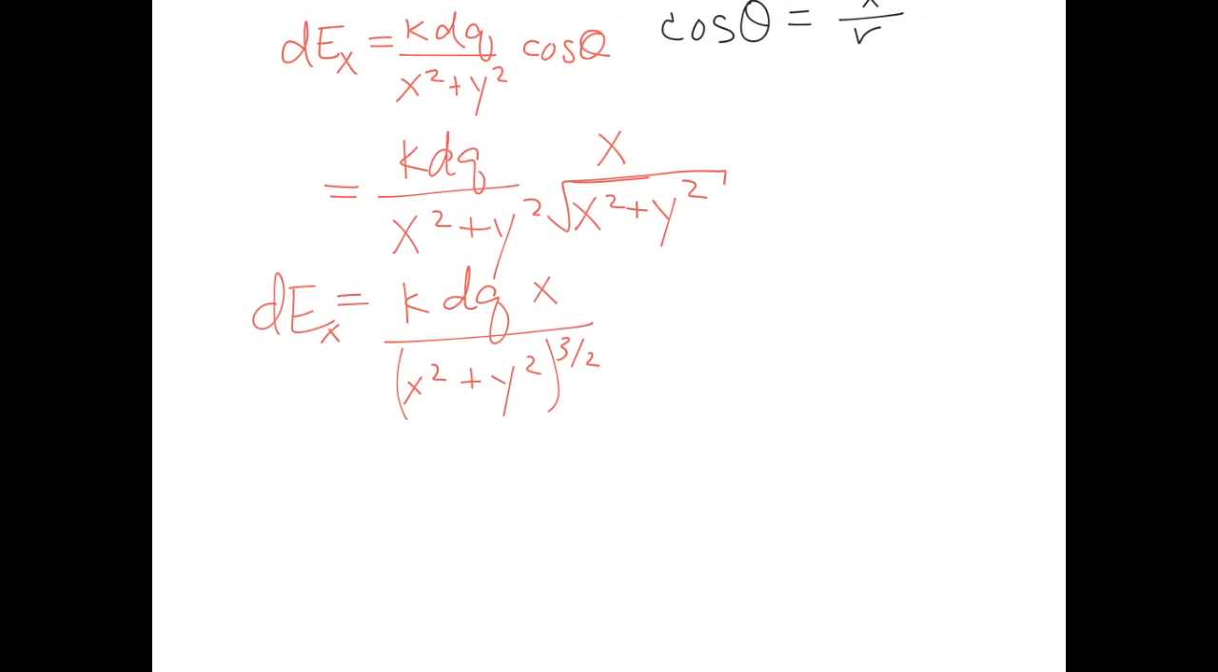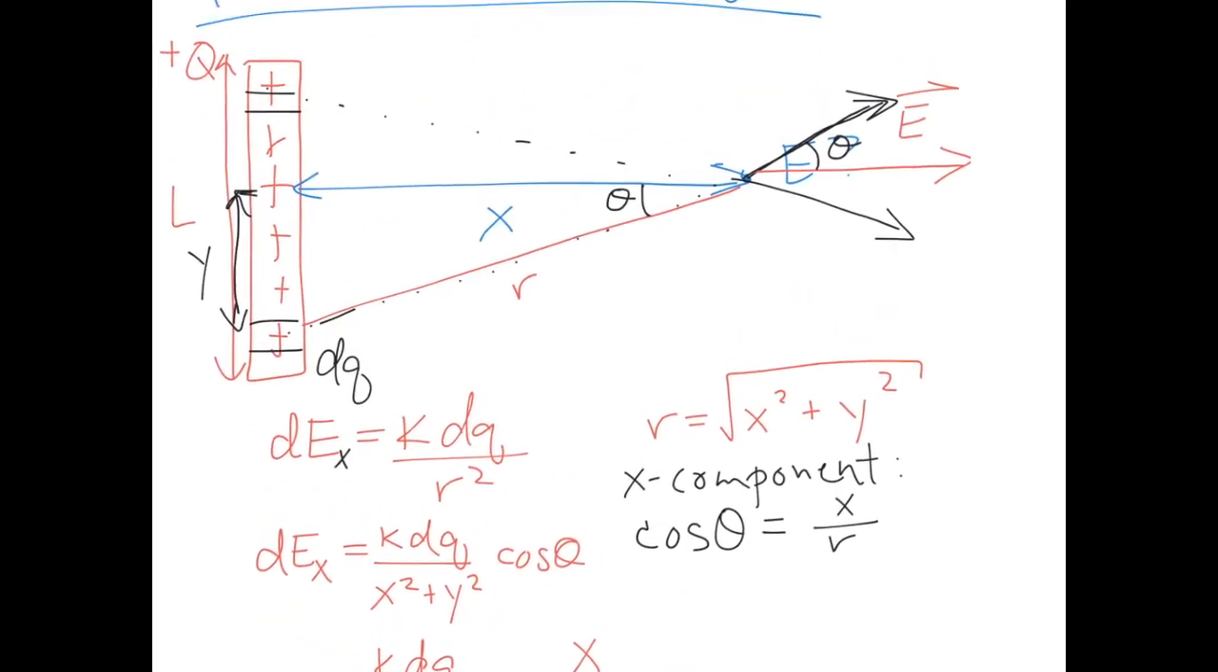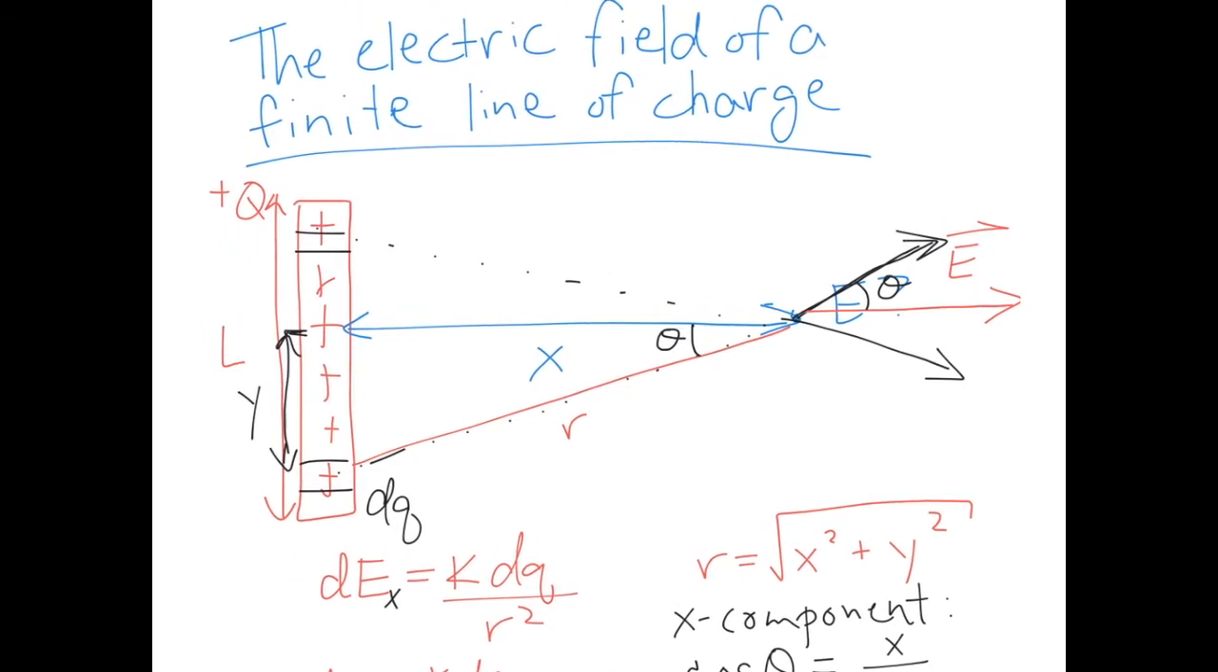The problem is that this integral has a dq, and you can kind of guess, looking at this picture, that dq is not what we really want to integrate over. That electric field is going to change based on that distance y that all the charges are away from the center of the bar. So we really want this to be an integral with respect to y.